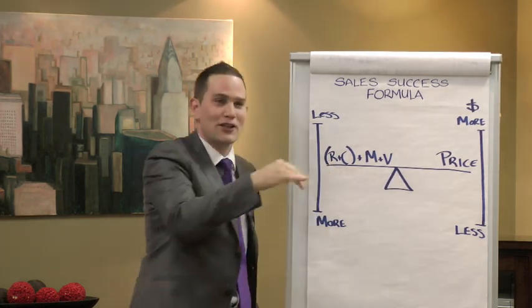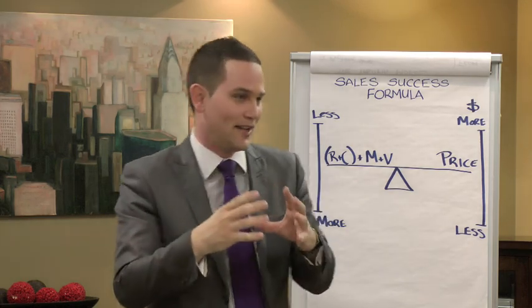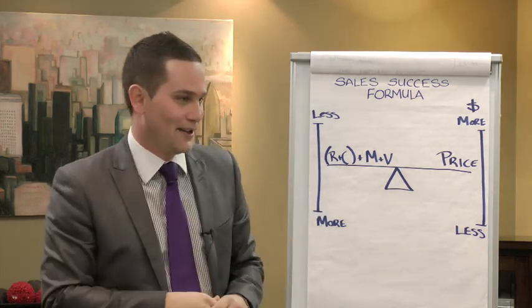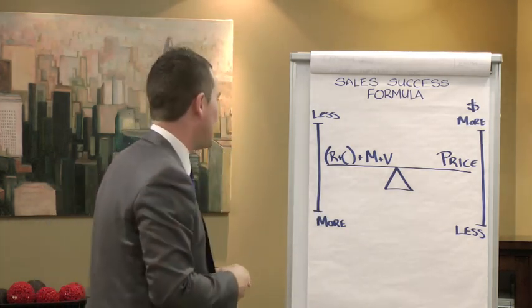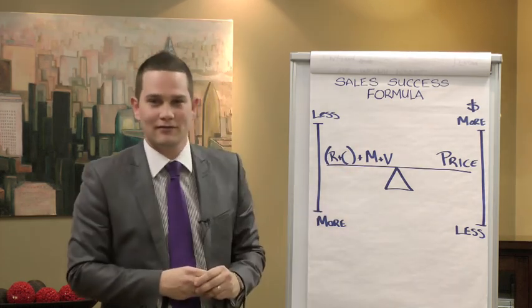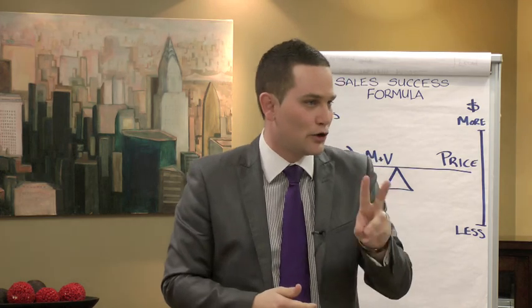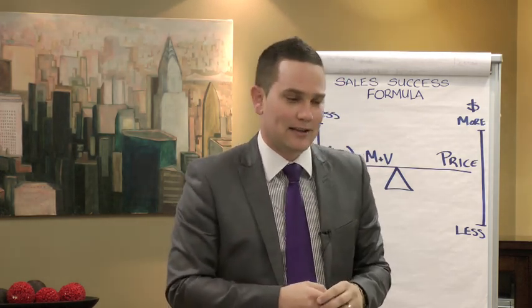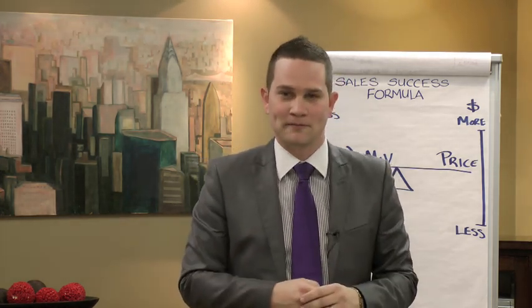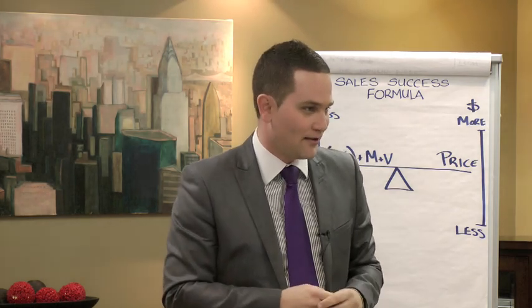The brackets first, so your relationship plus credibility needs to go together before you move on to the next part of the equation, or the next part of the formula. M stands for motivation. What are the motivating factors? What are the intrinsic motivators? And there's really only two intrinsic motivators that drive human behaviour. One is pain and one is pleasure.